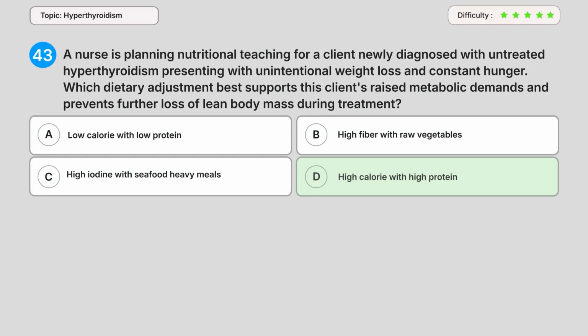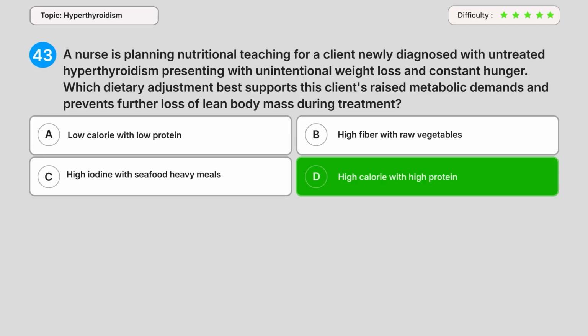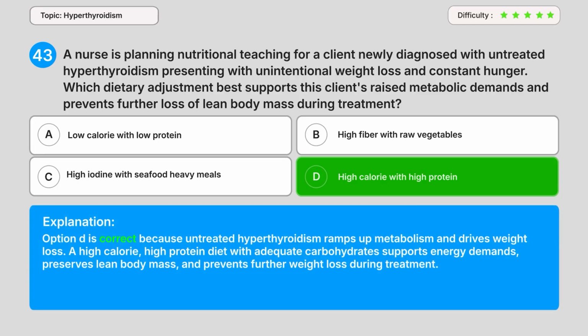Correct answer, D. High calorie with high protein. Explanation. Option D is correct because untreated hyperthyroidism ramps up metabolism and drives weight loss. A high-calorie, high-protein diet with adequate carbohydrates supports energy demands, preserves lean body mass, and prevents further weight loss during treatment.